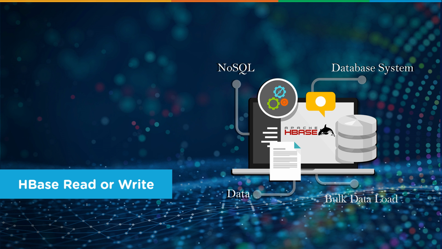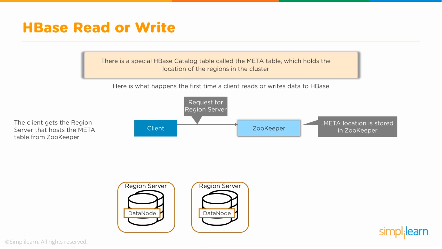So let's take a look at HBase read or write going on. There's a special HBase catalog table called the meta table, which holds a location of the regions in the cluster. Here's what happens the first time a client reads or writes data to HBase. The client gets the region server hosting the meta table from Zookeeper. And you can see right here the client has a request for your region server and goes, hey, Zookeeper, can you handle this? And the Zookeeper takes a look at it and goes, meta location is stored in Zookeeper. So it looks at its metadata on there. And then the metadata table location is sent back to the client.